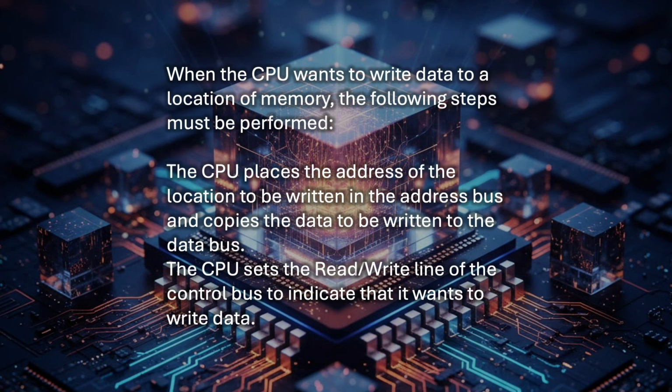When the CPU wants to write data to a location of memory, the following steps must be performed. The CPU places the address of the location to be written in the address bus and copies the data to be written to the data bus. The CPU sets the read-write line of the control bus to indicate that it wants to write data.